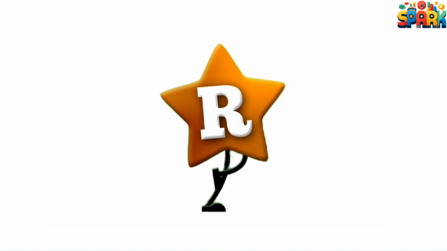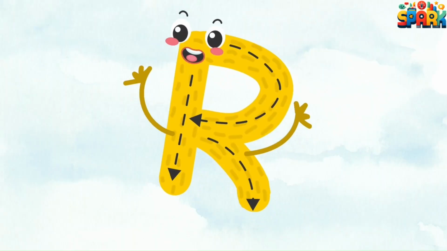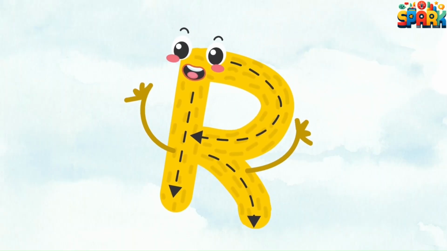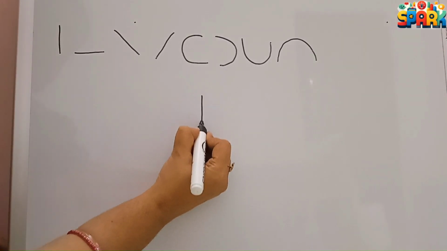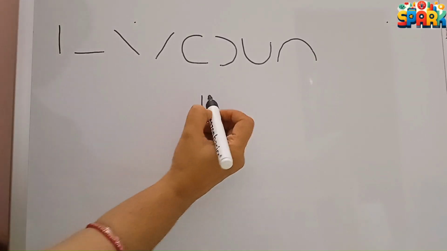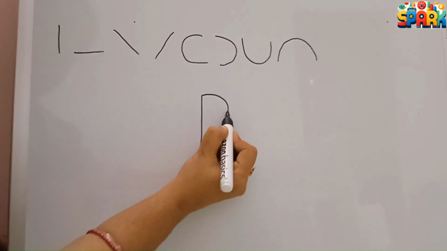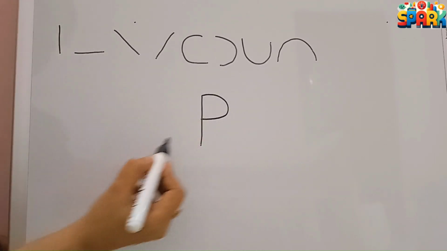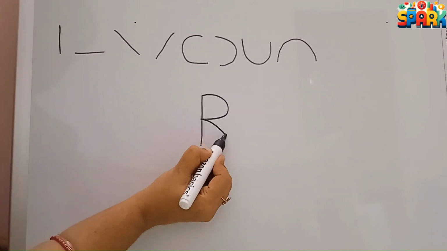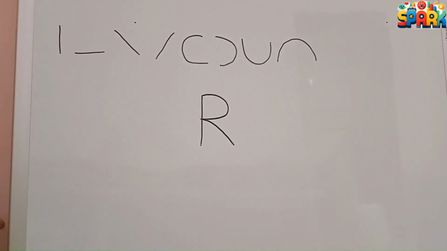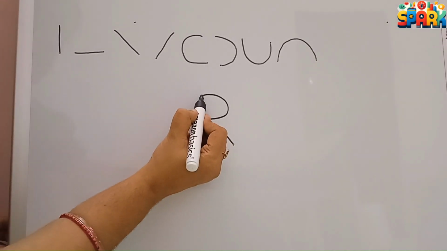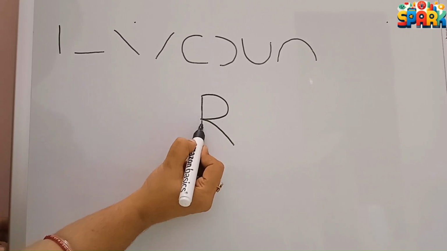Now let's move to R. This is the letter R. Let's trace it together. First draw a standing line. Then start from the top. Draw a right-sided curve. Now draw a right slanting line like this. It's R. Let's trace it together.